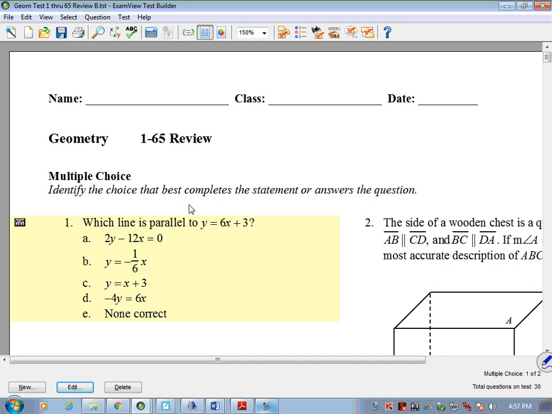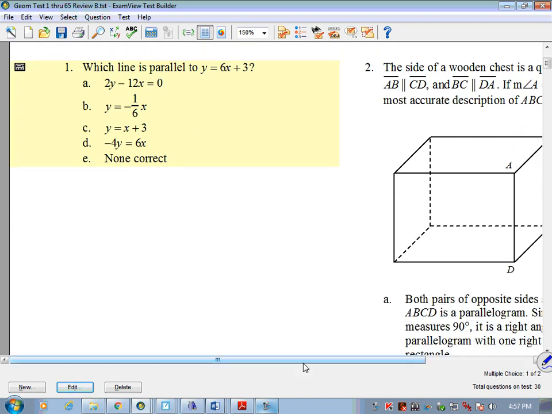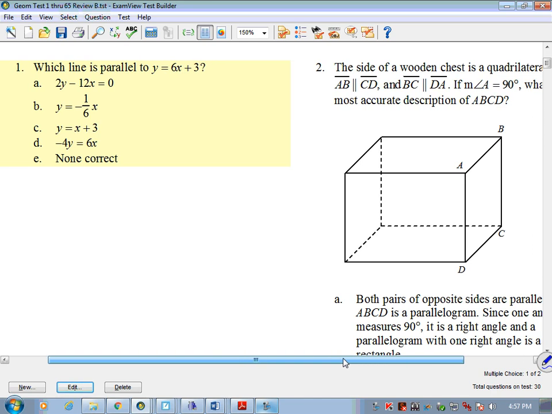All right, here we have our geometry 1 through 65 review. There are 30 questions here. Several of them come directly off the test. So you're going to pay close attention, do as many of these as you can, watch and see what kind of work that we're going to need to do and show on each of these to get credit on the test. See question number 1 showing up from lesson 37.